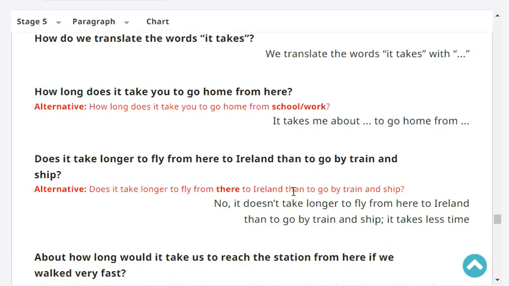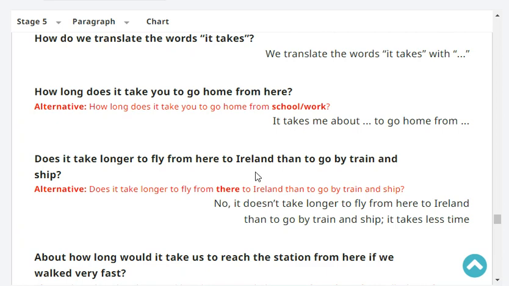One more. It takes me about an hour to go home from my office. Very good. Does it take longer to fly from there to Ireland than to go by train and ship?